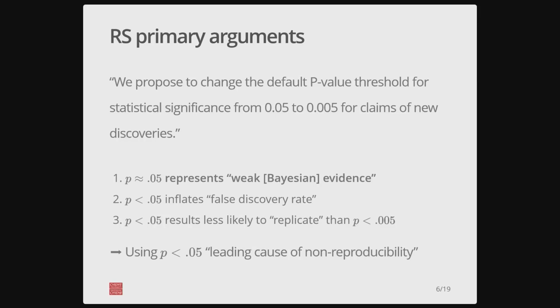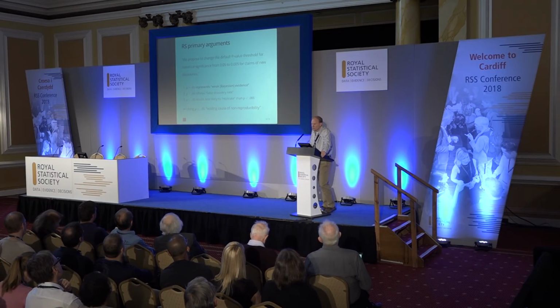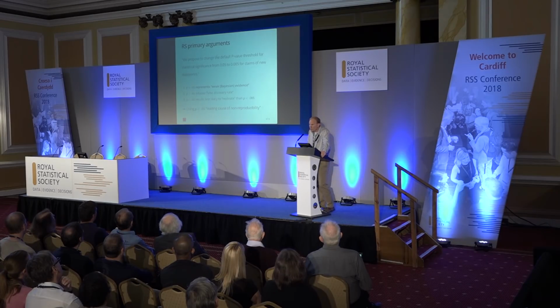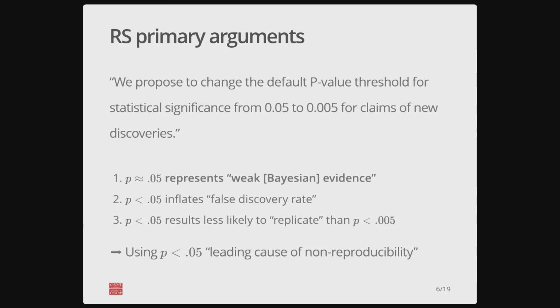Redefine statistical significance. The suggestion was that we change the default threshold for significance from 0.05 to 0.005, right? So add another 0 in there. And there were three main arguments for this change. First, that p-values of approximately 0.05 represent weak evidence, and this echoes something that Mayo said. I've inserted Bayesian there because the argument was entirely Bayesian.